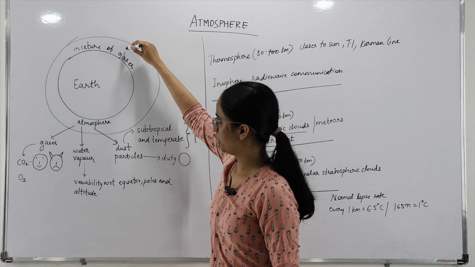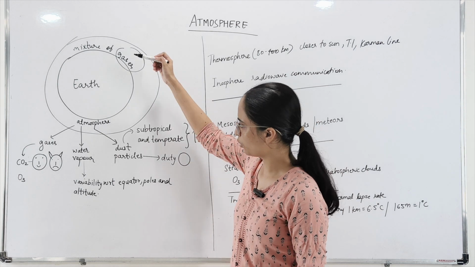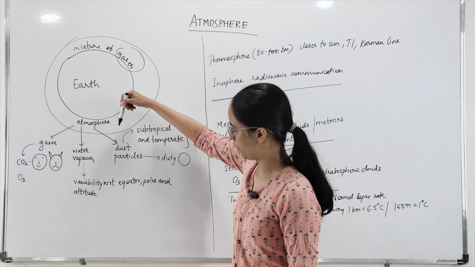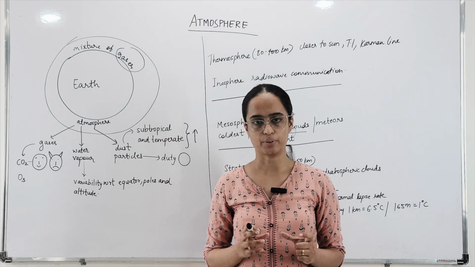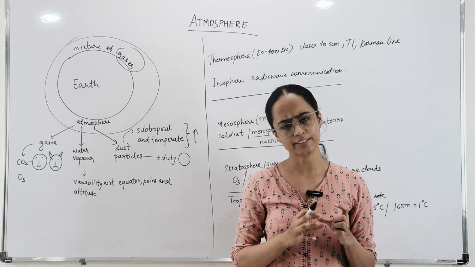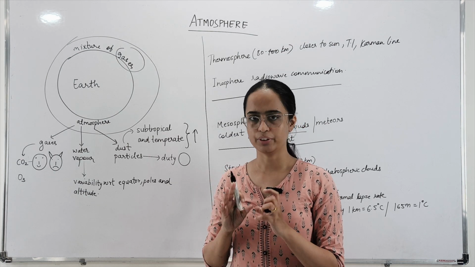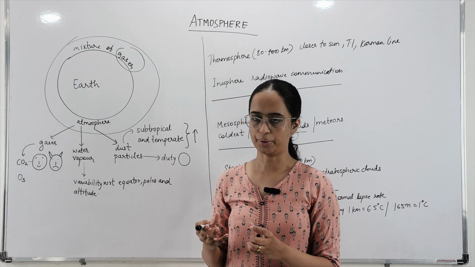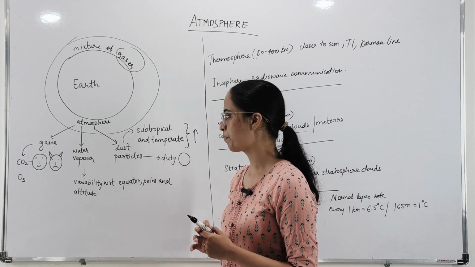Now, when I say mixture of gases, what does it consist of? So, atmosphere is nothing but certain gases, water vapor, and dust particles. This is the composition of our atmosphere. We have gases, and in gases, you have numerous gases. Then you have water vapor. We just know what is water vapor. It is the gaseous form of water. And finally, you have certain dust particles.